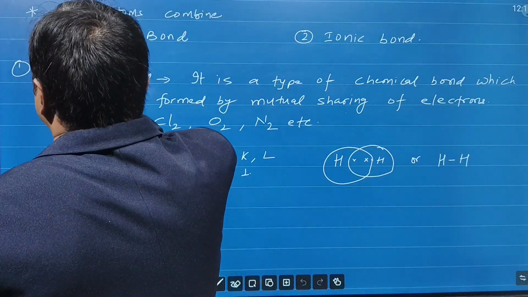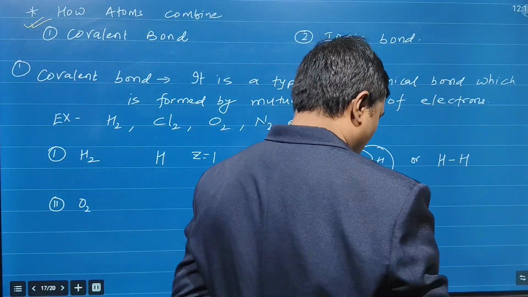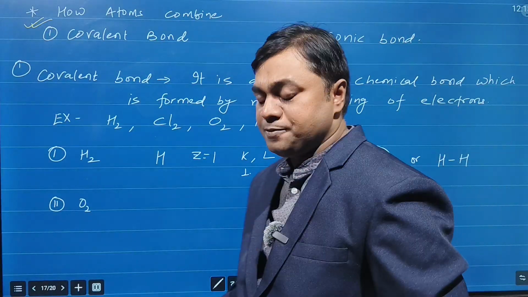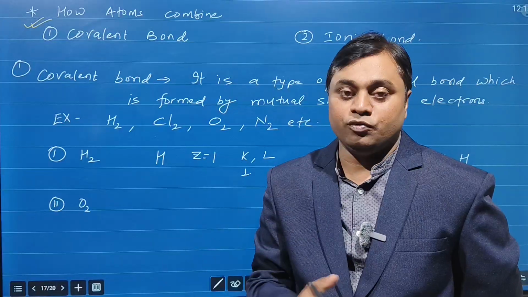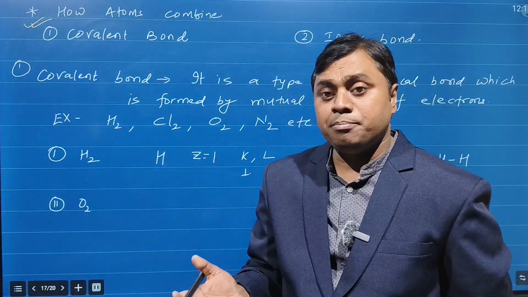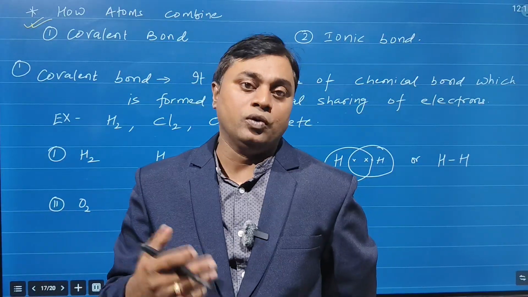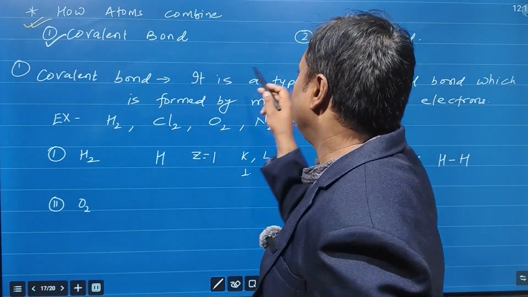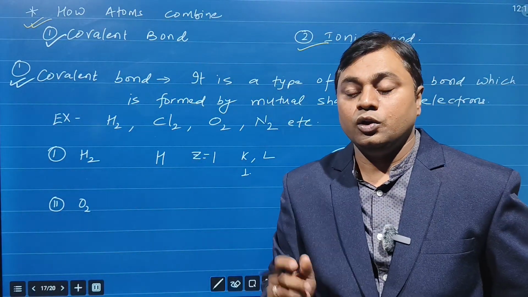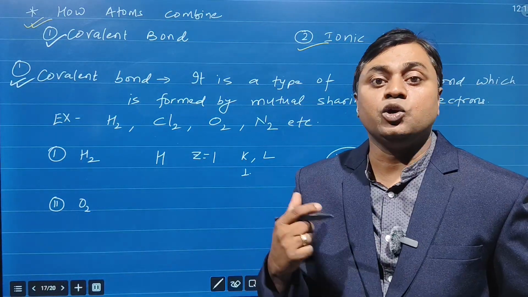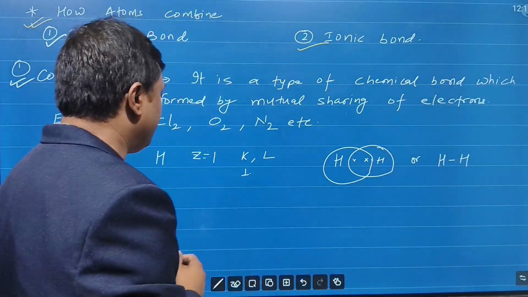Now, how atoms combine. One concept they have added in this academic year is how atoms combine, and finally we'll learn the chemical formula also. Atoms combine in two ways: by an ionic bond or a covalent bond. When we talk about a covalent bond, it is a type of chemical bond formed by the mutual sharing of electrons. How is a covalent bond formed? By mutual sharing of electrons.